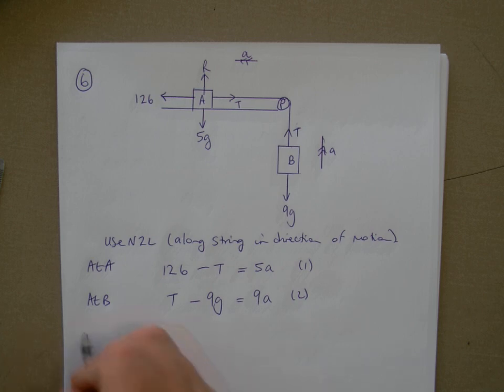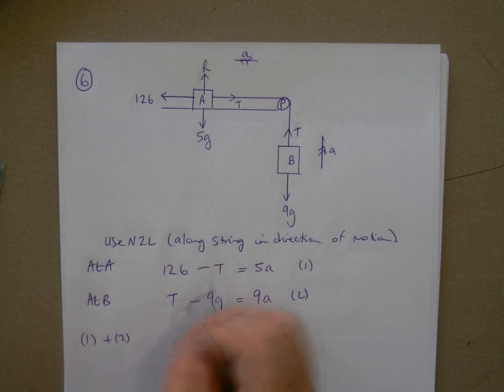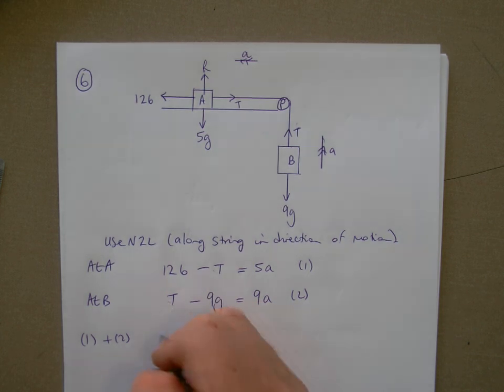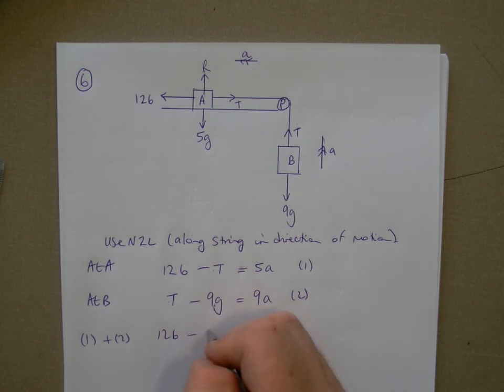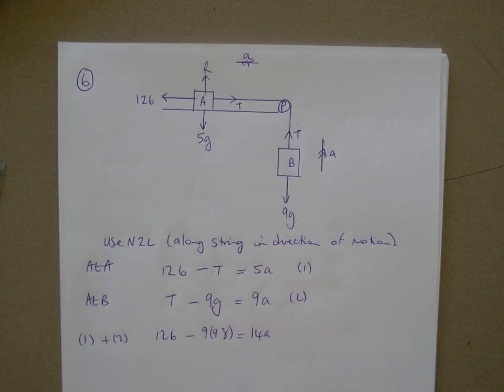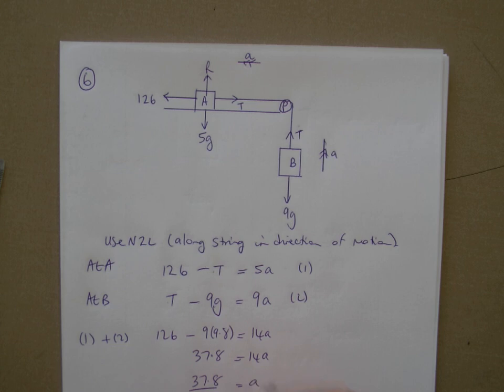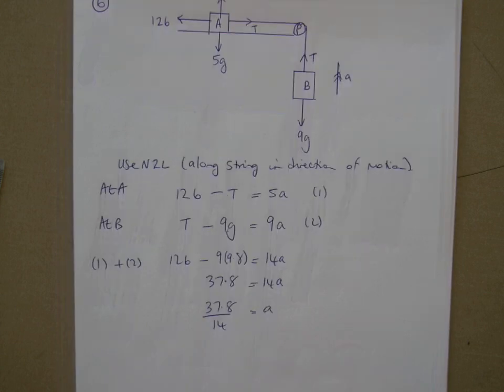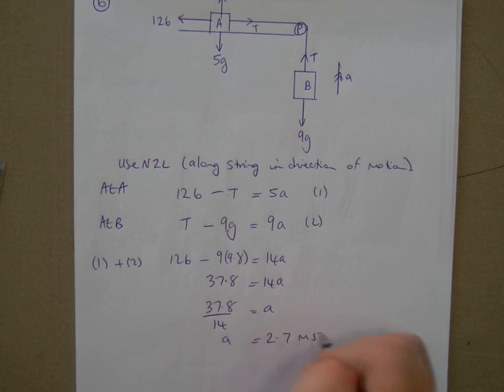We can solve them simultaneously, and we can just add these. If you add them, the T's will cancel: minus T, add T, cancels. So you've got 126, add this, which, because there's a minus there, will be minus 9 times 9.8 for g, and then adding them, you get 14a. So all you've got to do is 126 take away 9 times 9.8, which comes out to be 37.8, equals 14a. Then 37.8 divided by 14 will give me a. So a turns out to be 2.7 meters per second squared.